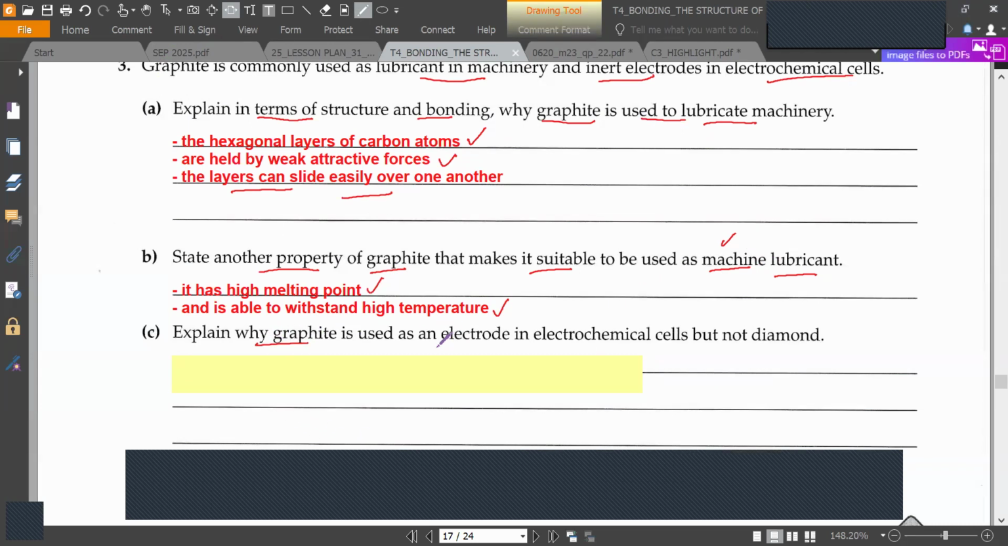Explain why graphite is used as electrode in electrochemical cells but not diamond. Why it can be used as an electrode in electrochemical cells.